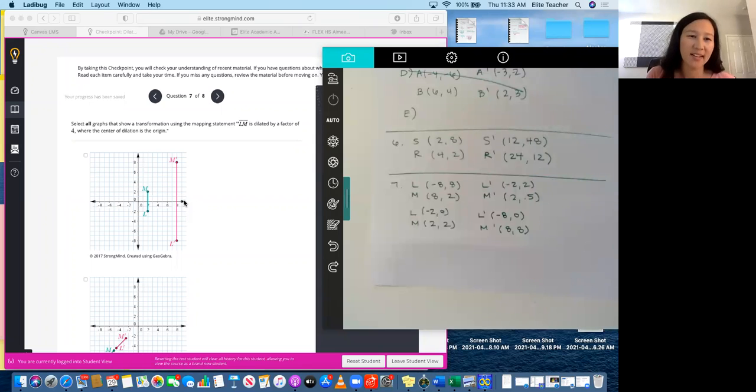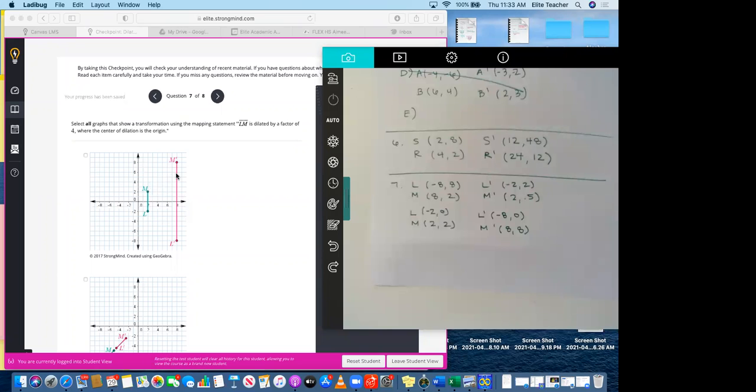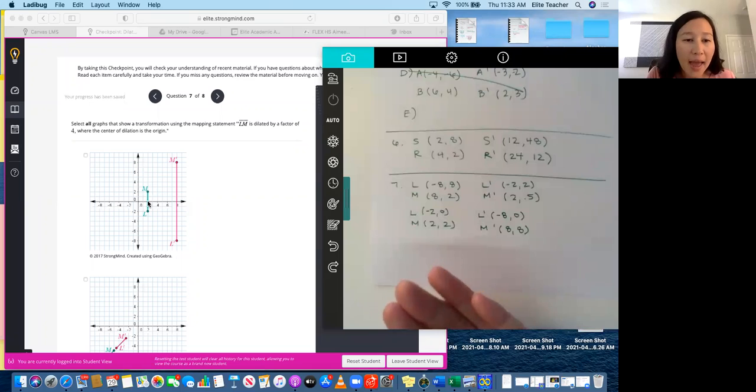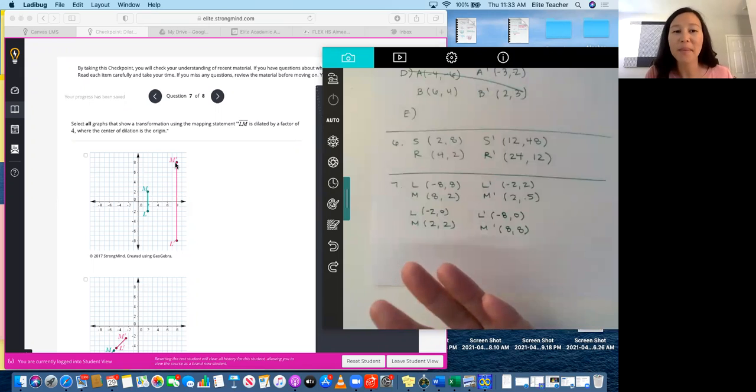So Lucas, was yours being dilated with a scale factor of 4? I'm pretty sure I don't really know what I'm doing, but I kind of just times it by 4 and it was 4 away. Perfect. You knew exactly what you were doing. I'm just writing it for you guys to visualize it. You can look at M and it's at 2, 2. If you multiply both of those by 4, it should be at 8, 8. And M prime is at 8, 8.